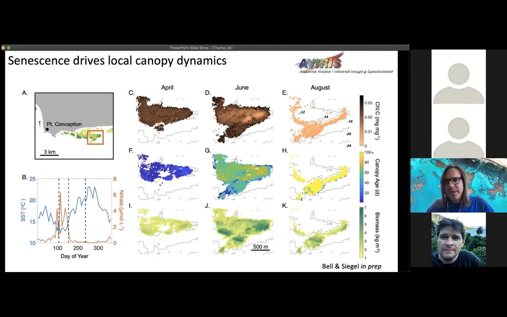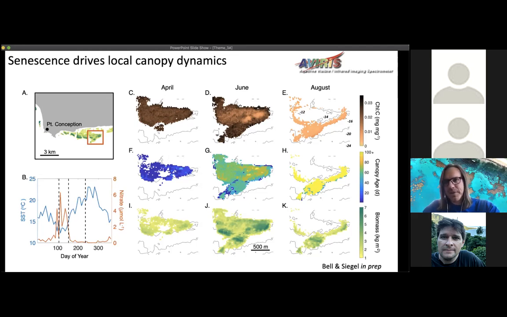For this, we used the AVIRIS aerial spectrometer. This was on an aircraft that flies at 60,000 feet. And this is an example of a kelp forest out by Point Conception, otherwise known as the Coho kelp forest, throughout the spring and summer of 2015. We saw very high growth. If you look down at the bottom row here, this is biomass again, in this green to yellow color. We saw growth in the spring with a very young canopy age because it was all new growth.